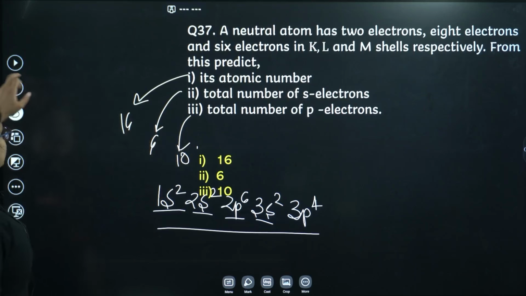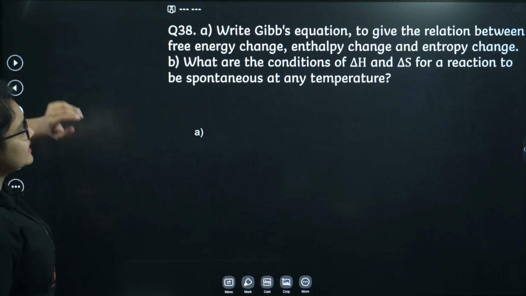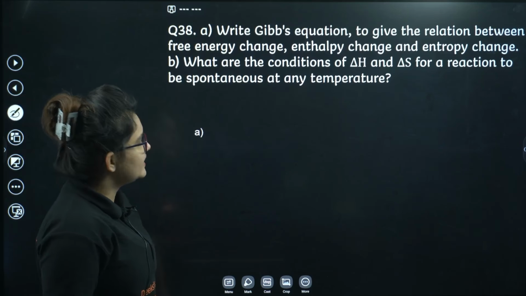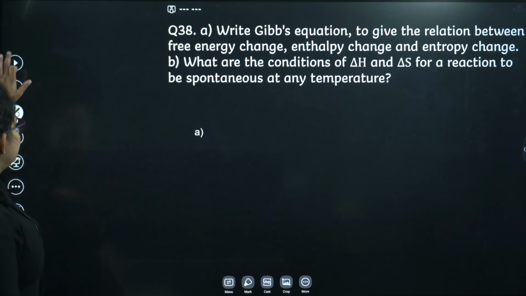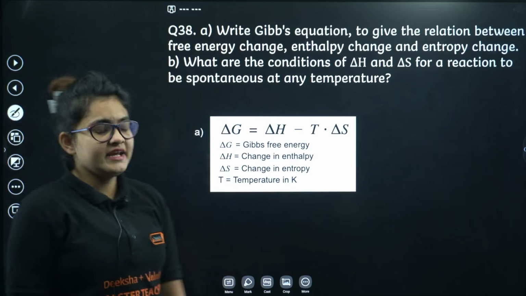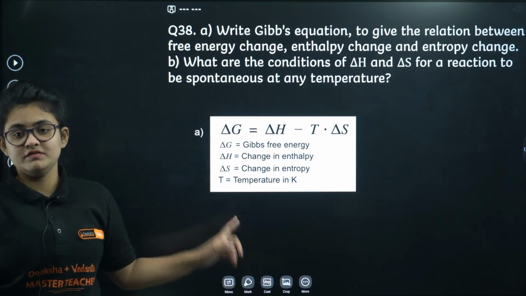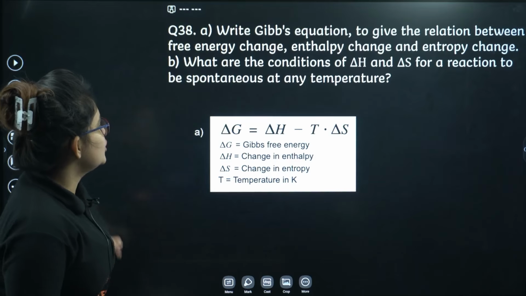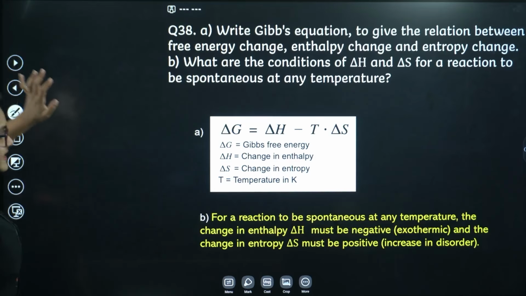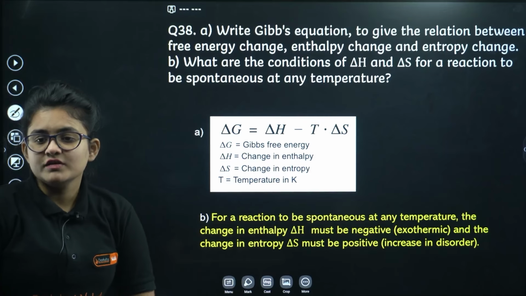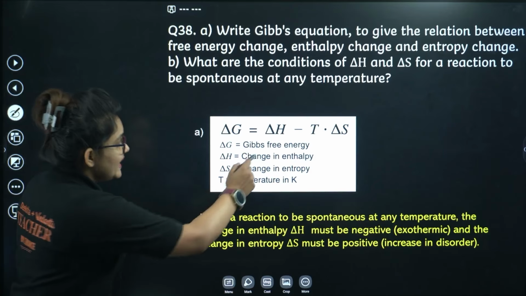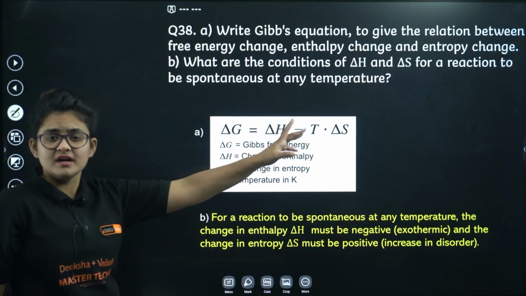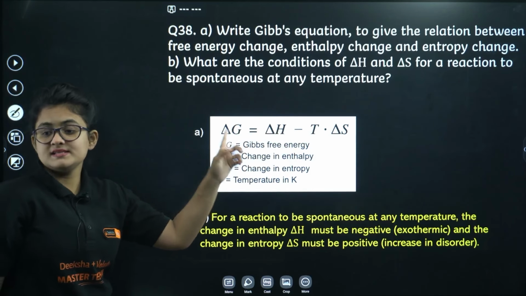Okay, let's proceed further. Write the Gibbs equation, the relation between free energy change, enthalpy and entropy. This is called the Gibbs-Helmholtz equation: delta G equals delta H minus T delta S. Please mention the abbreviation. What are the conditions for delta H and delta S for a reaction to be spontaneous at any temperature? It means delta G must be negative. So delta H should be negative and delta S should be positive. Then under any condition this delta G value will come out negative.